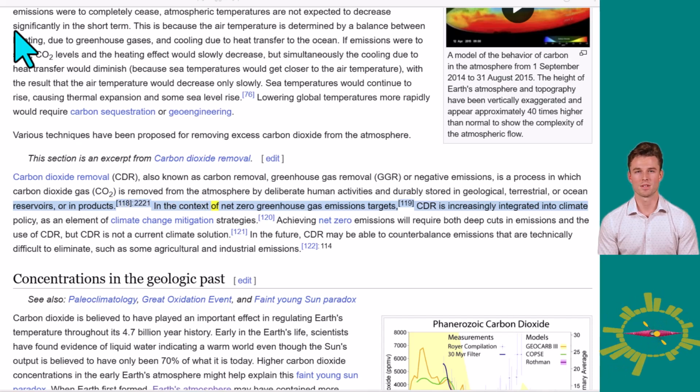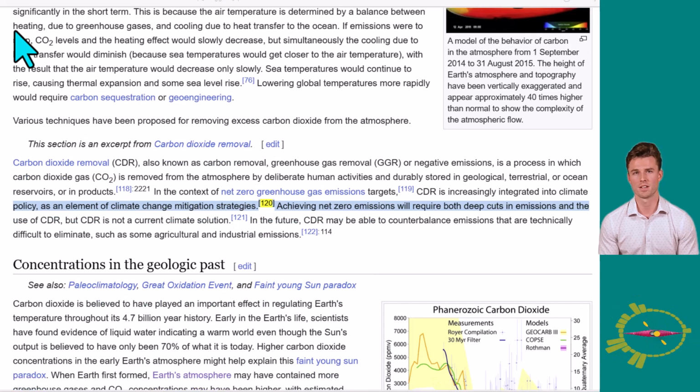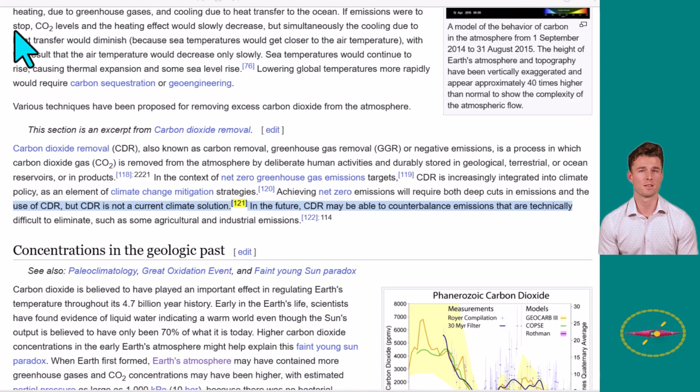In the context of net zero greenhouse gas emissions targets, CDR is increasingly integrated into climate policy as an element of climate change mitigation strategies. Achieving net zero emissions will require both deep cuts in emissions and the use of CDR, but CDR is not a current climate solution. In the future, CDR may be able to counterbalance emissions that are technically difficult to eliminate, such as some agricultural and industrial emissions.